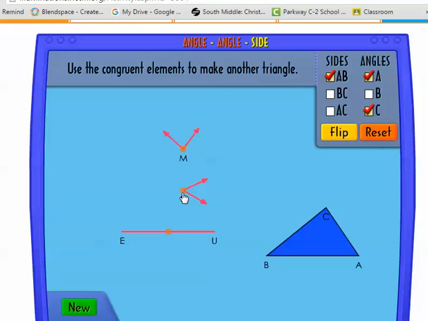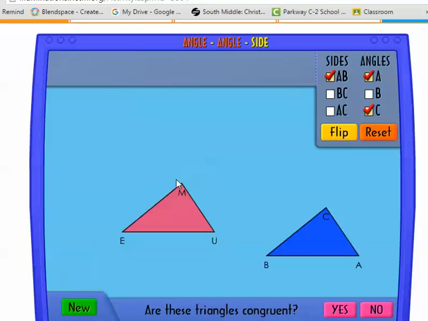Doing the same thing, we're given the side EU, angle U, which is at one end of this segment, and then angle M, which is going to be that third angle. I need to turn this a little bit. I'm going to make sure that one of the rays of this angle aligns with the ray off of angle U. If I move that down until I hit point E, without really trying, I create a congruent triangle.